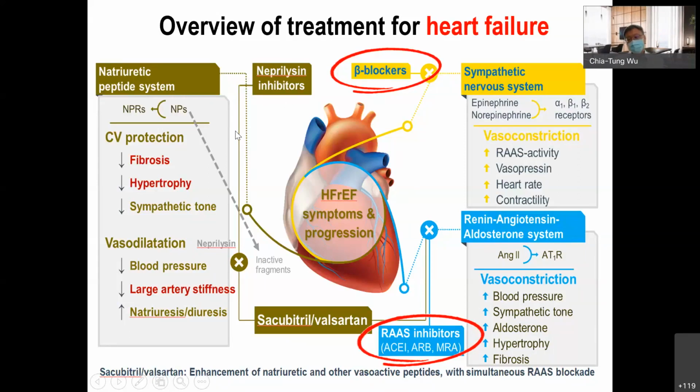Actually, humans have an endogenous diuretic. We call it natriuretic peptides. We have ANP and BNP secreted by our heart. When our intracardiac pressure rises, the heart will secrete ANP and BNP to remove the excess sodium and water from the kidney. So ANP and BNP are actually the endogenous diuretics, and the neprilysin inhibitor can increase the concentration of endogenous ANP and BNP.